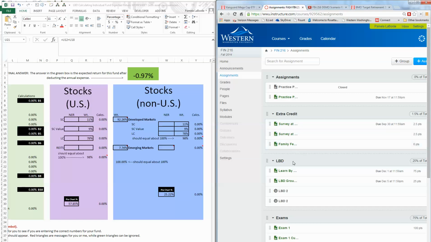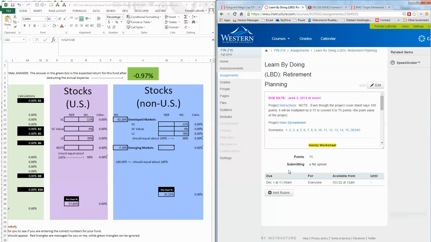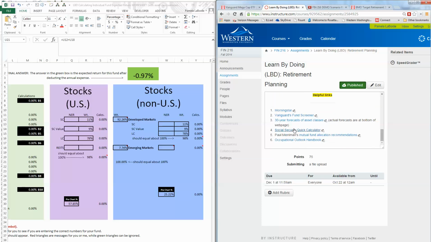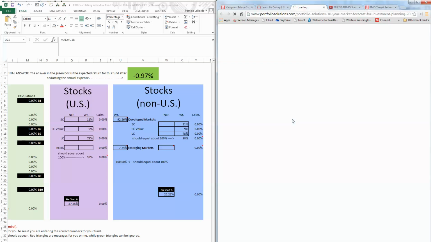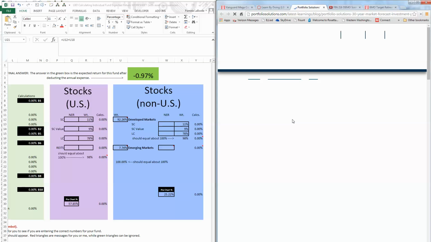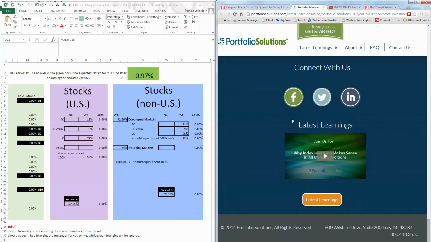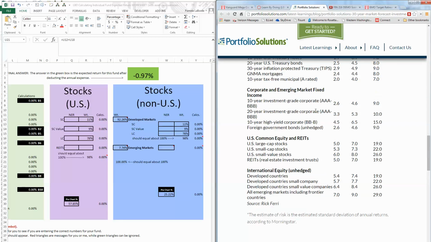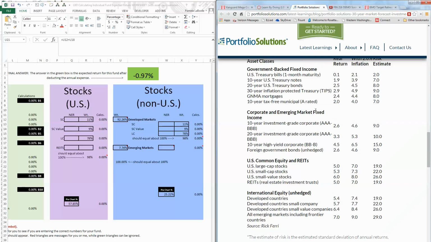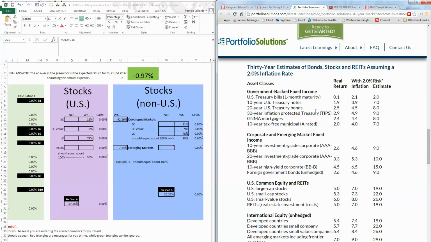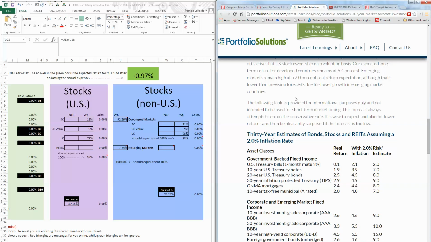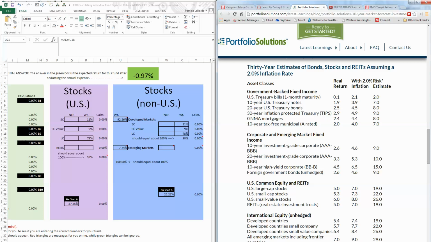So here's go to the Learn by Doing assignment. Scroll to the bottom of that where I've got these helpful links, and you want the 30-year forecast of asset classes. And if you press Control End, it will take you to the very bottom of the page. Well, they've added some things, so actually maybe that's not the quickest way to get there anymore. Anyway, it's this section. It's sort of in the center now.